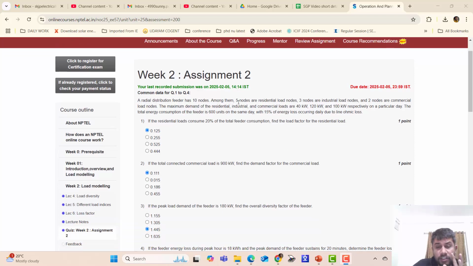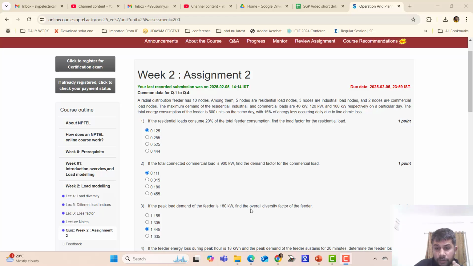The question is asked like this: a feeder has 10 nodes, and among these, 5 are residential, 3 industrial, and 2 are commercial loads. The maximum demand of the loads is 40, 120 and 100 kilowatt respectively for residential, industrial and commercial consumers. The total energy consumption of the feeder is 600 units on the same day, with 15% losses occurring due to ohmic losses. If the residential loads consume 20% of the total feeder consumption, find the load factor of the residential load.